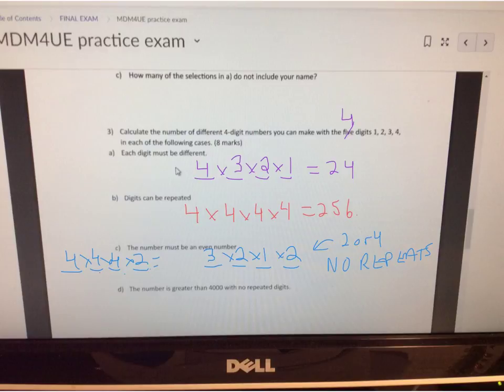The last one says the number is greater than 4,000 with no repeated digits. So 1, 2, 3, 4 blanks to fill, and if it has to be greater than 4,000, it means it has to start with a 4, right? And so there's only one way to do the first digit. And then, if we're not allowed to repeat, we have 3 ways to choose the second digit, 2 ways for the third, and 1 for the last. And so there's 6 different numbers we can make under those conditions.